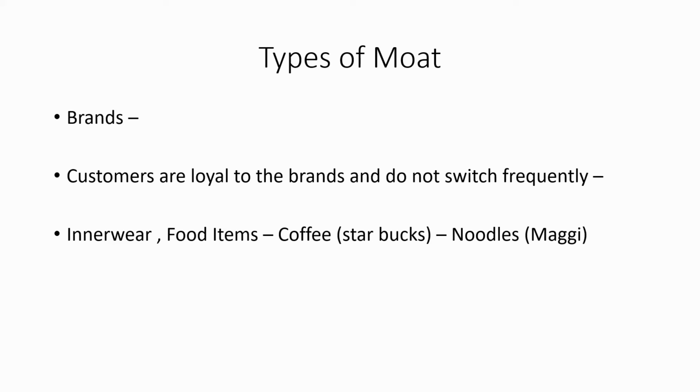Same with innerwear brands, same with food items. Let's say you are a Maggi fan. You are not going to go out and start eating Top Ramen. If you don't find any other noodles, maybe you won't eat noodles, but if you want noodles, you are going to go with Maggi. And who makes Maggi? Nestle makes Maggi noodles. Or if you're a coffee drinker, why did Starbucks become so popular? Because of the quality of coffee they make, and once people become their customers, they don't usually switch.